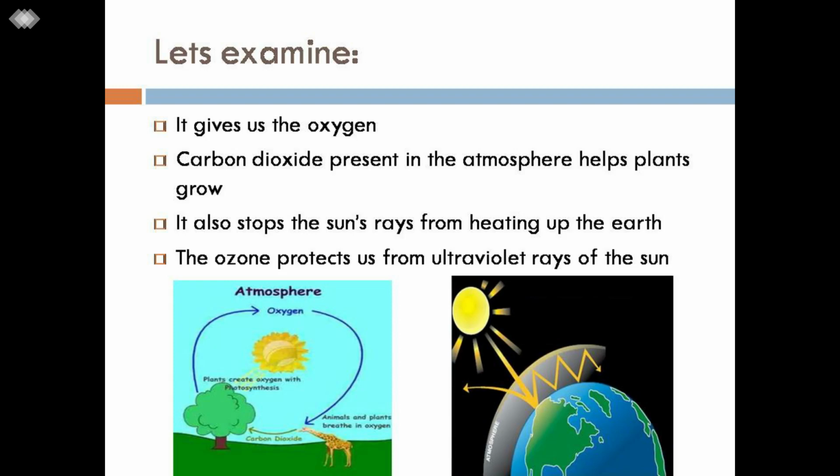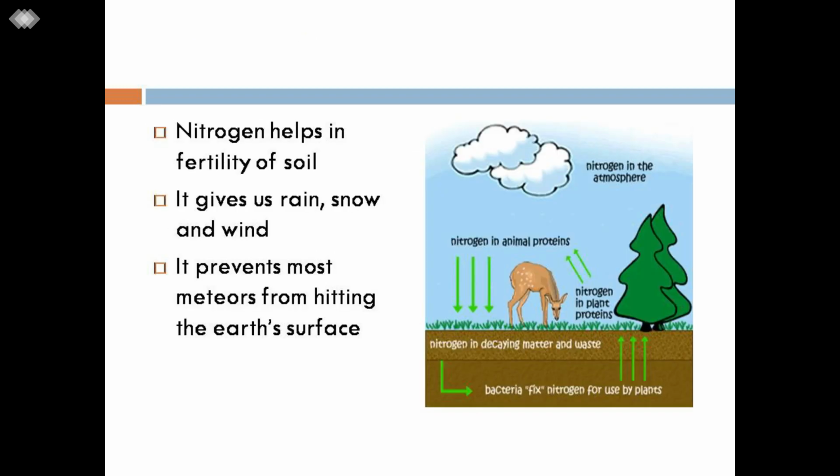The atmosphere stops the sun rays from heating up the earth beyond a certain level. Also, the carbon dioxide in the atmosphere does not let too much heat escape from the earth. So, the atmosphere prevents the earth's surface from becoming too hot or too cold. Fourth, the ozone in the atmosphere protects us from the harmful ultraviolet rays of the sun. Fifth, nitrogen is required in various forms to keep the soil fertile. It also helps in the growth of the plants, which gives us food.